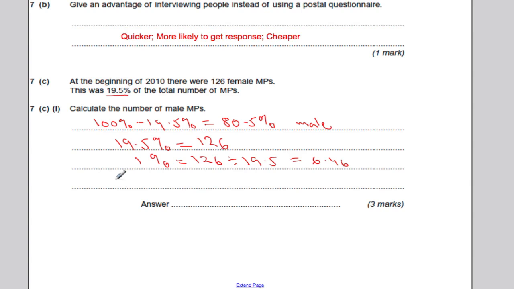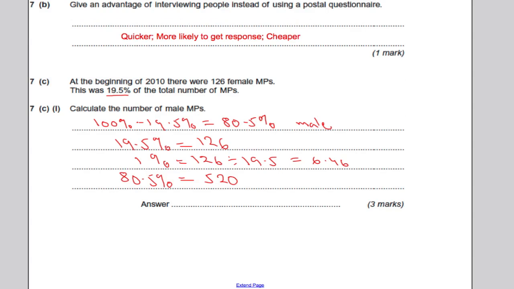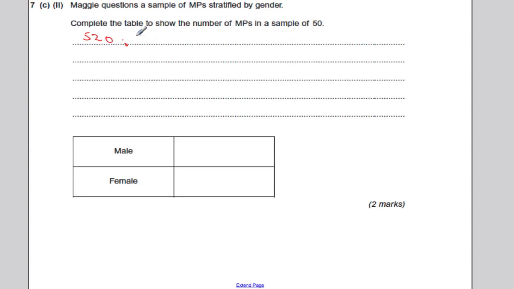Let's see what happens. 80.5% is going to be equal to, so I'm going to multiply the answer I have in my calculator now by 80.5, and I get 520.15. So I'm just going to round that to the nearest person, which will be 520. Okay, so moving on now, we've got 520 males. Let me just write that down here. 520 males and 126 females.